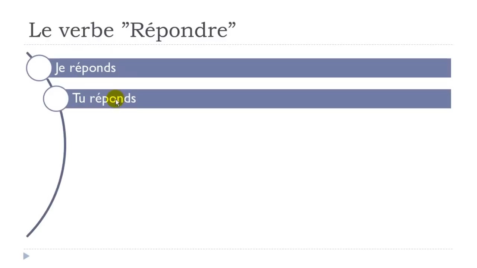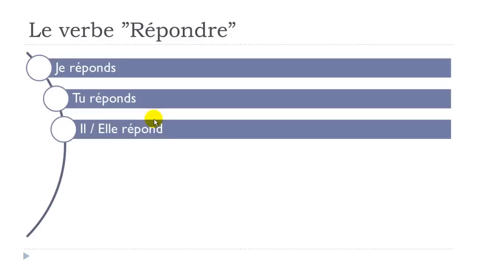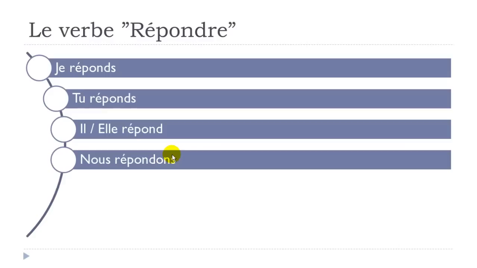Il répond. So, final D is not pronounced. You only have this O nasal sound at the end. Répond. Elle répond. Okay. So, je réponds, tu réponds, il répond, elle répond, okay? So far, only one way to pronounce it, alright? Then, of course, for nous, we've got the normal and classic ending O-N-S, okay? Don't pronounce the final S, you only pronounce this O sound.